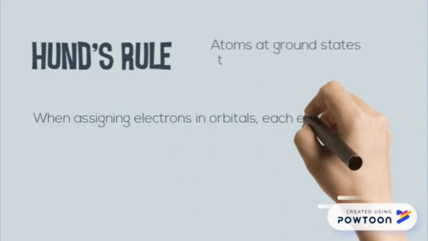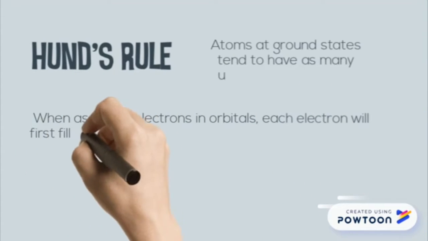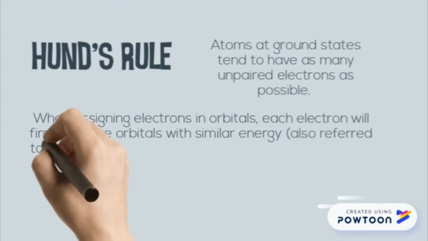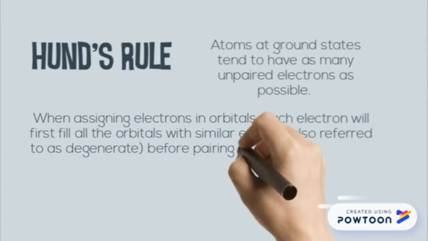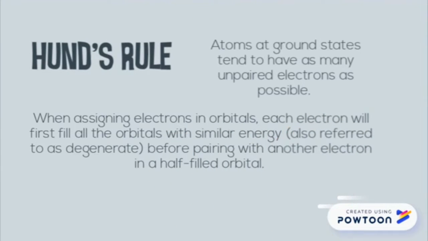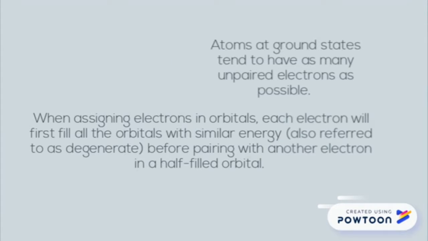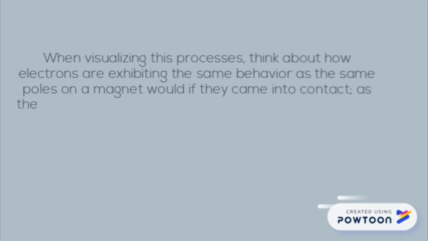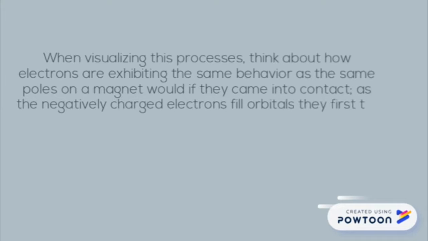Hund's rule. Atoms in ground states tend to have as many unpaired electrons as possible. When assigning electrons in orbitals, each electron will first fill all the orbitals with similar energy, before pairing with another electron in the half-filled orbital. When visualizing these processes, think about how electrons are exhibiting the same behavior as the same poles on a magnet would if they came into contact.